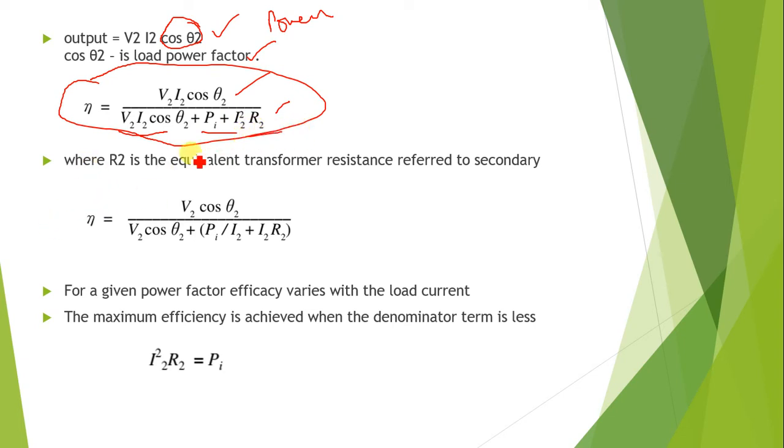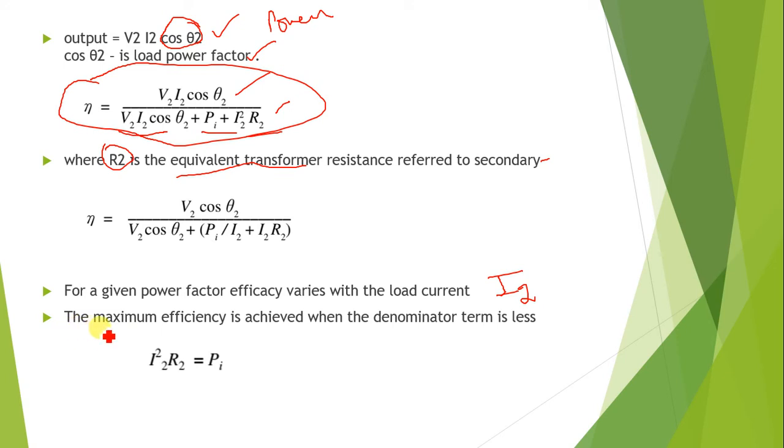Further, where R2 is the equivalent resistance of the transformer referred to the secondary, the equation would become V2 cos phi 2 divided by V2 cos phi 2 plus Pi by I2 plus I2 R2. So for a given power factor, the efficiency will vary with respect to the load current, and the load current is nothing but I2.